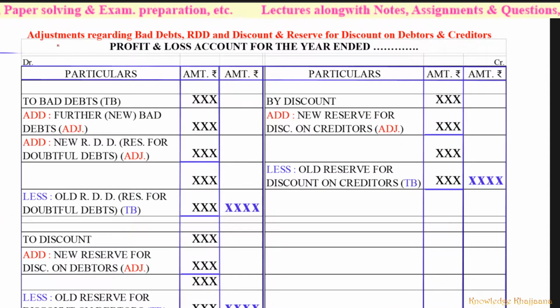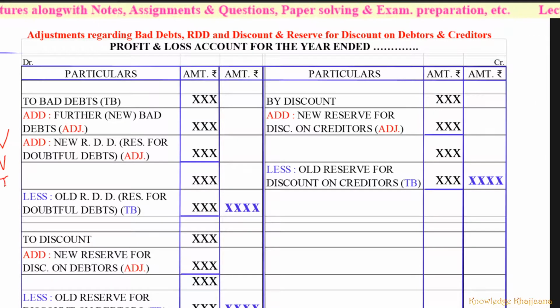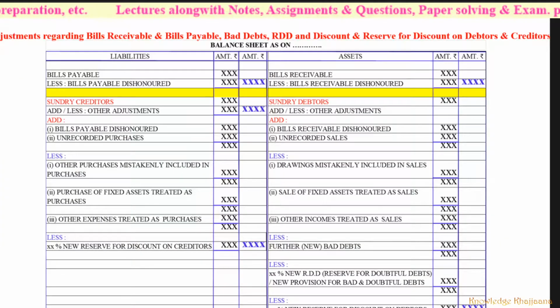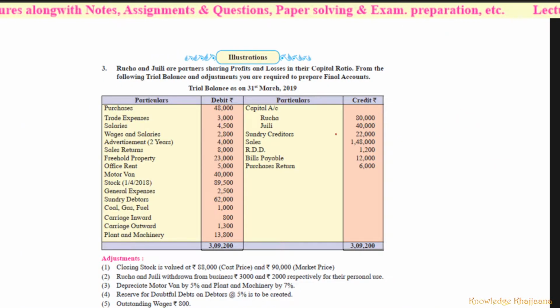These were the important adjustments regarding bad debts, RDD, and discount and reserve for discount on debtors and creditors. I always show you this table because these are very important adjustments which must be remembered forever. Then there are other important adjustments regarding bills receivable, bills payable, bad debts, RDD, and discount and reserve for discount on debtors and creditors. Now let's move to today's problem.